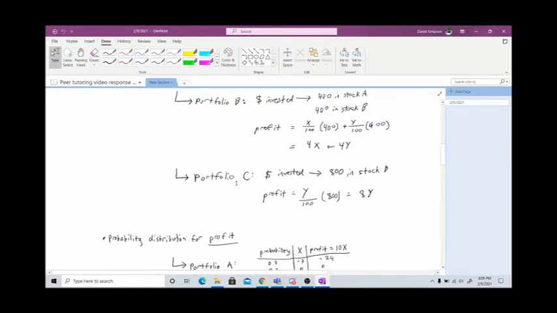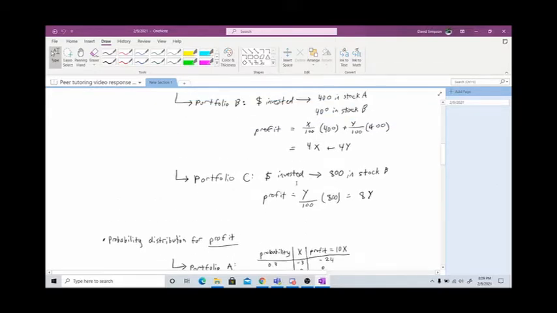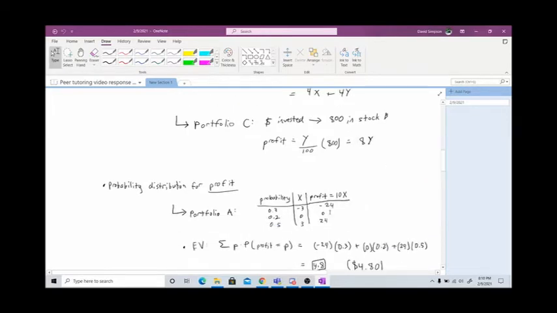And a similar thing for C, except instead of X, we have Y, because this time in C, all of our money, $800, obviously the numbers are changed, and yours is 1,000. But in this one, all 800 are going to be invested in stock B, meaning our profit is dictated by how lucky we get with Y. And the profit is calculated by Y divided by 100 times 800. And it simplifies to 8Y. And that is our formula for portfolio C.